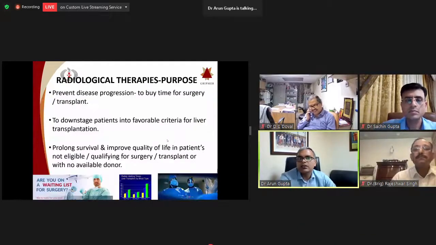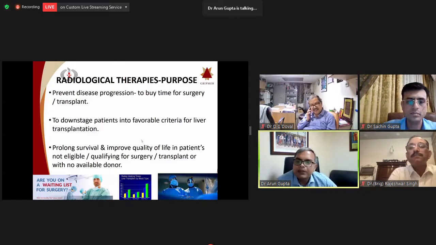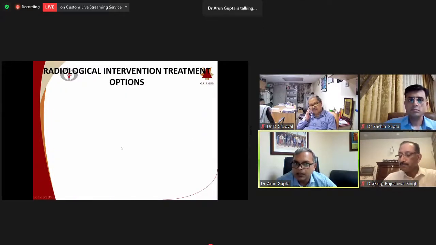So directly coming to these local regional therapies, the aim is to buy time for surgery or for the transplant, or to downstage, as we have seen with Dr. Sain. He has used TARE for downstaging the patient for liver transplant. And even if we are not thinking of curative intent, the basic aim is to prolong survival and improve quality of life, especially in patients where transplant or surgery is not feasible because of donor limitation.